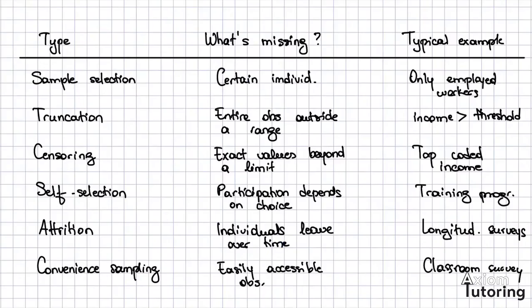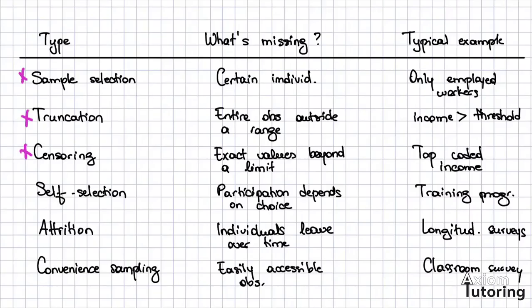We'll focus on three that are most common in this mini arc, and we'll have well-developed solutions. We're going to mainly concentrate on sample selection, truncation, and censoring. Self-selection will be covered as part of the sample selection discussion since it's closely related. Attrition and convenience sampling are important to recognize, but are beyond what we'll be doing in this little mini arc of non-random sampling, okay?